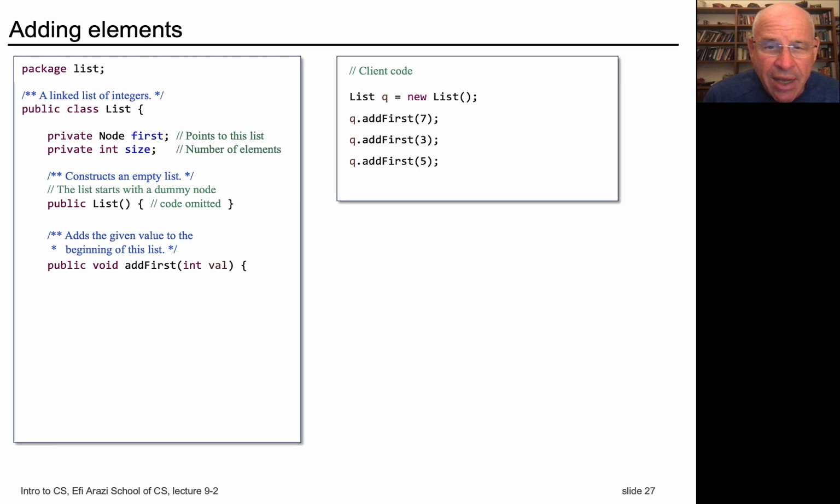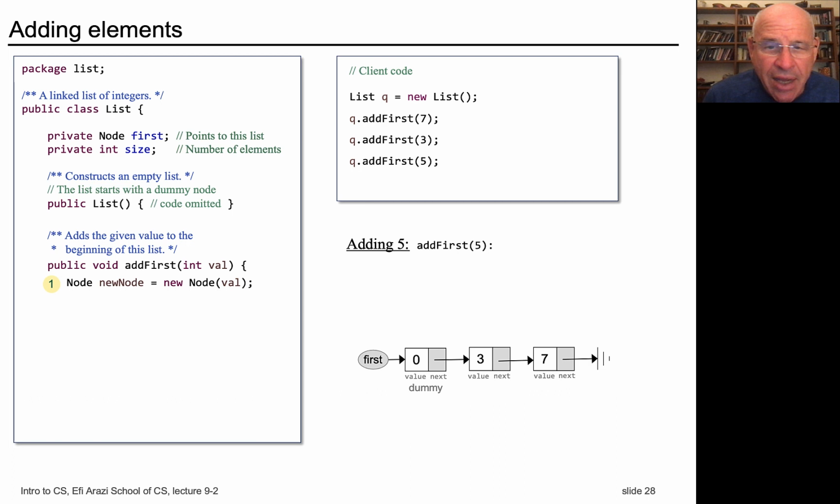Okay? All right. So here's the picture before adding 5. And let's see what this method code is going to do. So the first thing I'm going to do is I'm going to create a new node. I call it new node. And I'm going to put in this node the value that I want to put at the beginning of the list. In this case, 5. So it will look like this. I created a new node, which is a node that contains the value 5.